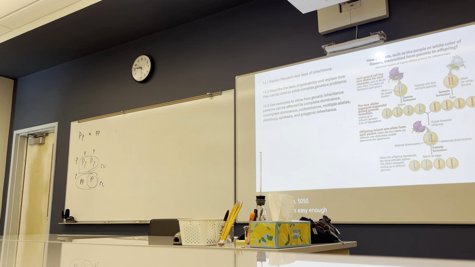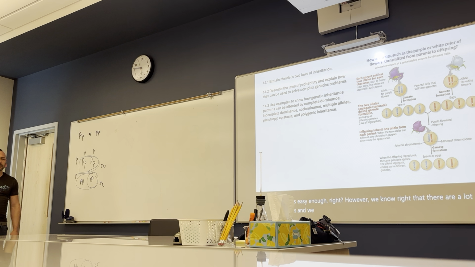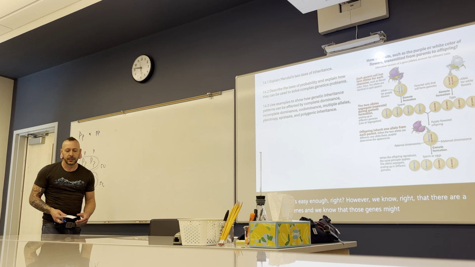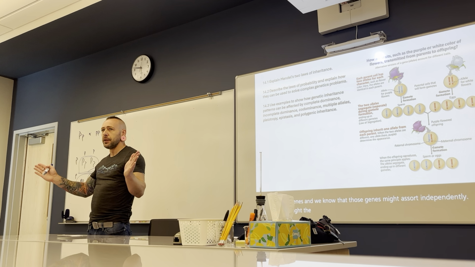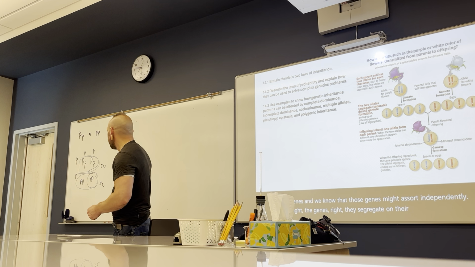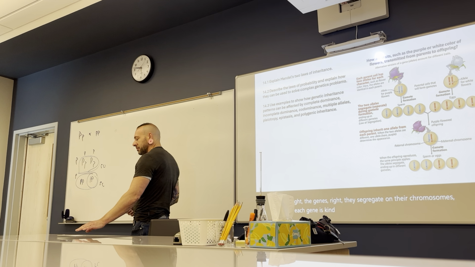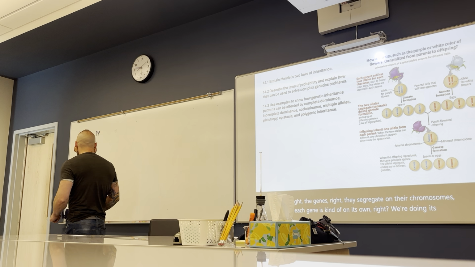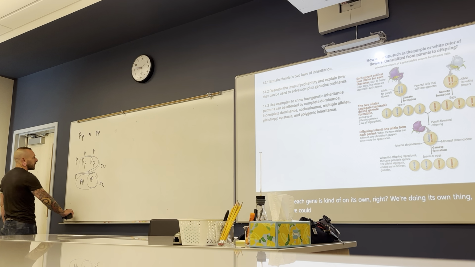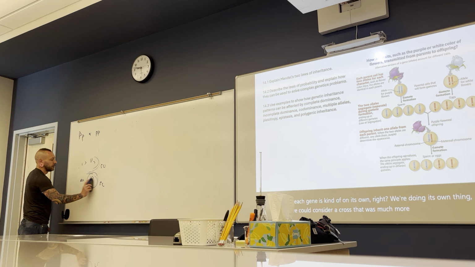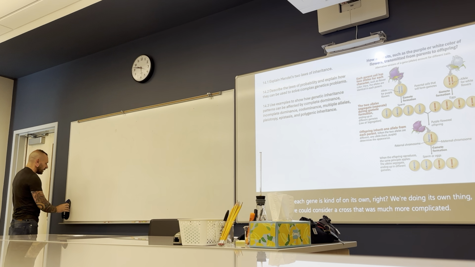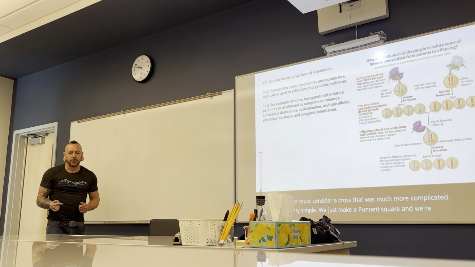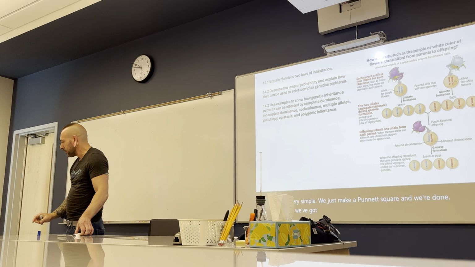However, we know that there are a lot more genes, and we know that those genes assort independently. So again, the genes segregate on their chromosomes, and each gene is kind of on its own, doing its own thing. So we could consider a cross that was much more complicated. That's very simple: we just make a Punnett square and we're done. But what if we've got 3 genes to consider?